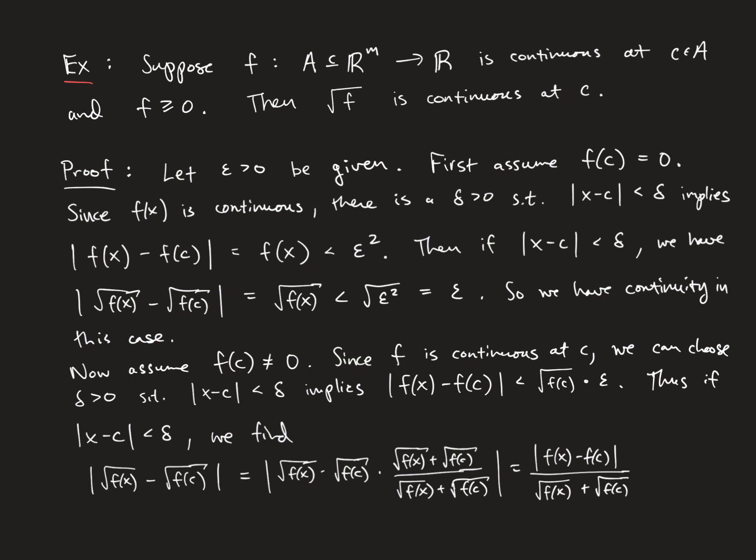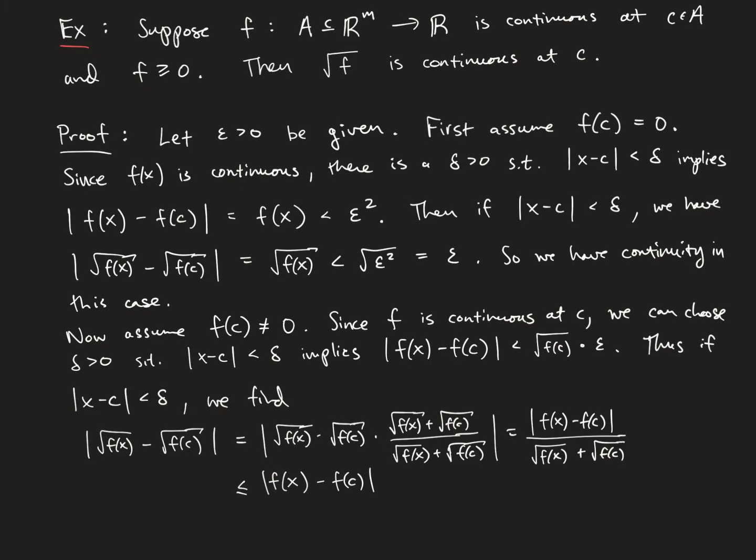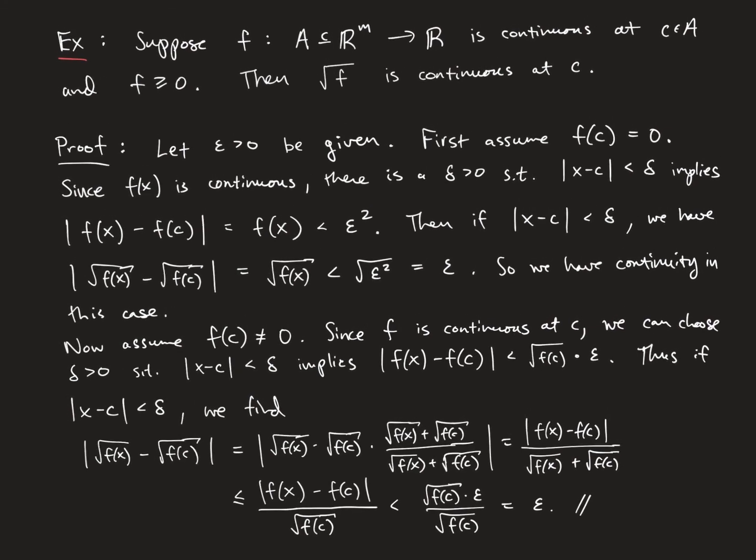And now this is less than or equal to the absolute value of f of x minus f of c over square root of f of c. And that is less than, by our choice of delta, square root of f of c times epsilon over square root of f at c, and that equals epsilon. Okay, so that completes our proof.